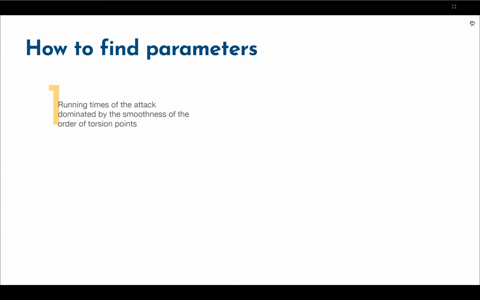Okay. One more slide on how to find parameters. Now that we decided that we want to stick to dimension 2, we have to find a way to satisfy this strict degree requirement. And first of all, the complexity of the attack, for the decryption algorithm, heavily depends on the order of the points that are being revealed. And in particular, anything larger than a power of two is extremely slow. So we had to begin dealing with the torsion points being of order a power of two.